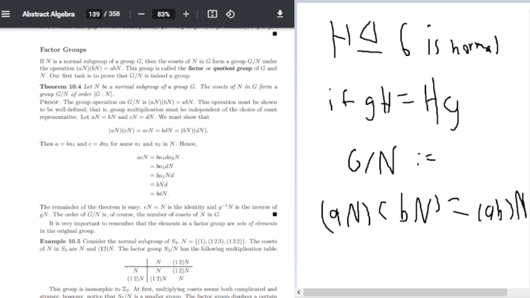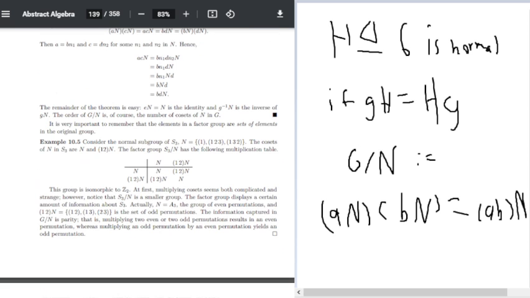eN equals N is the identity, and g to the negative 1 N is the inverse of gN. The order of G/N is, of course, the number of cosets of N in G, which is what we define the index to be. It is very important to remember that the elements in a factor group are sets of elements in the original group, and not elements in the original group by themselves.